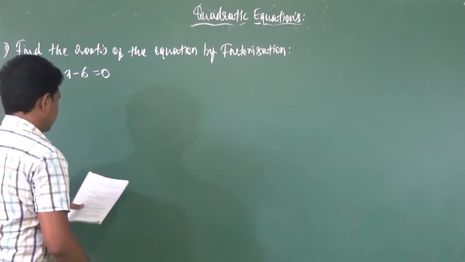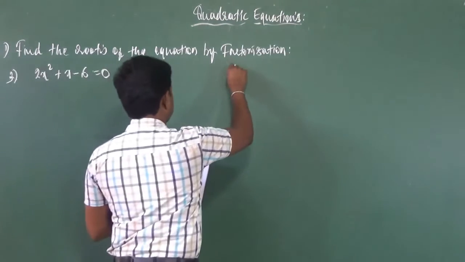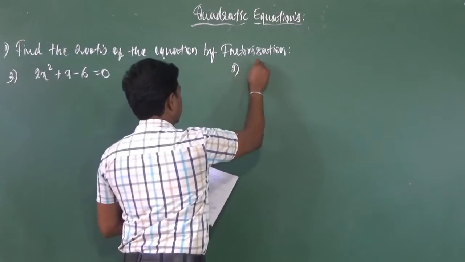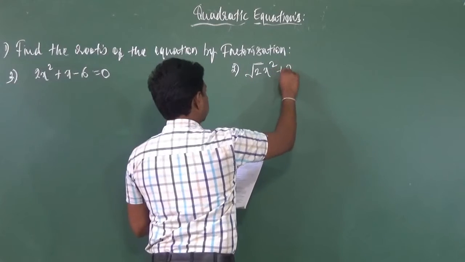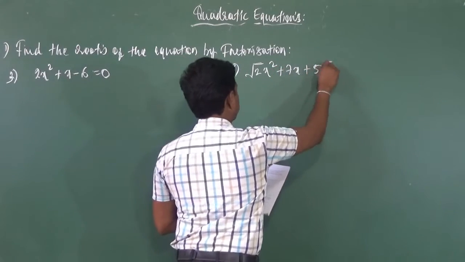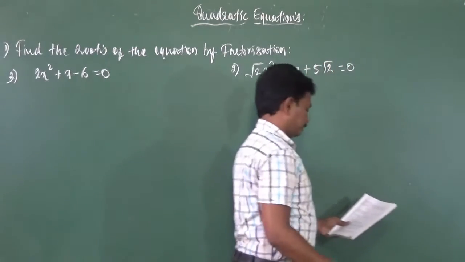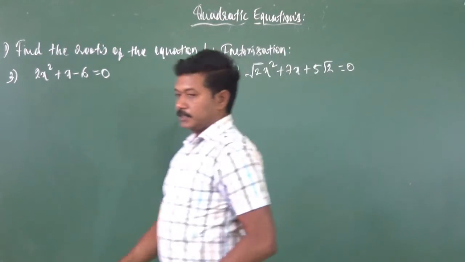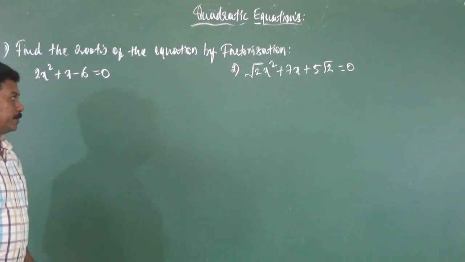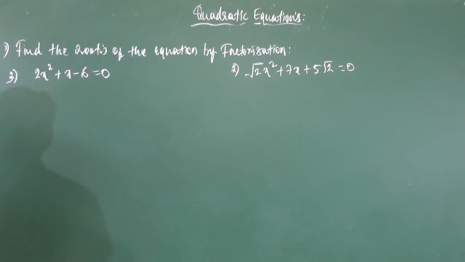2x square plus x minus 6 is equal to 0. And the second one, root 2 x square plus 7x plus 5 root 2 is equal to 0. So two problems I have taken. Very important, it will be asked for 2 marks in your examination. Find the roots of the equation by factorization.